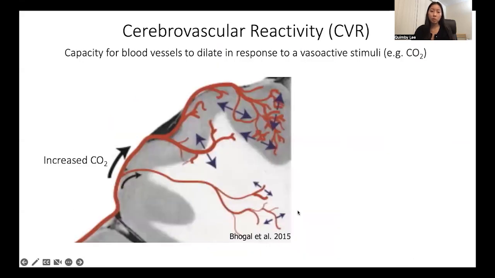One way we can measure cerebrovascular function is through cerebrovascular reactivity, or the capacity for blood vessels to dilate in response to a vasoactive stimulus. An example of a vasoactive stimulus is carbon dioxide, and when we have elevated carbon dioxide in our bloodstream, this causes our cerebral blood vessels to dilate or increase their diameter. We can calculate CBR as the amount of vasodilation per vasoactive stimulus, in this case carbon dioxide.